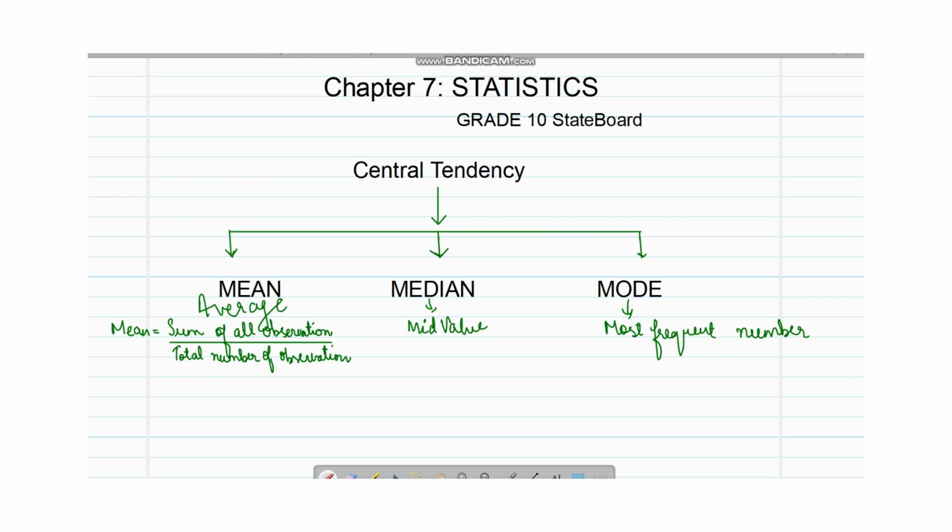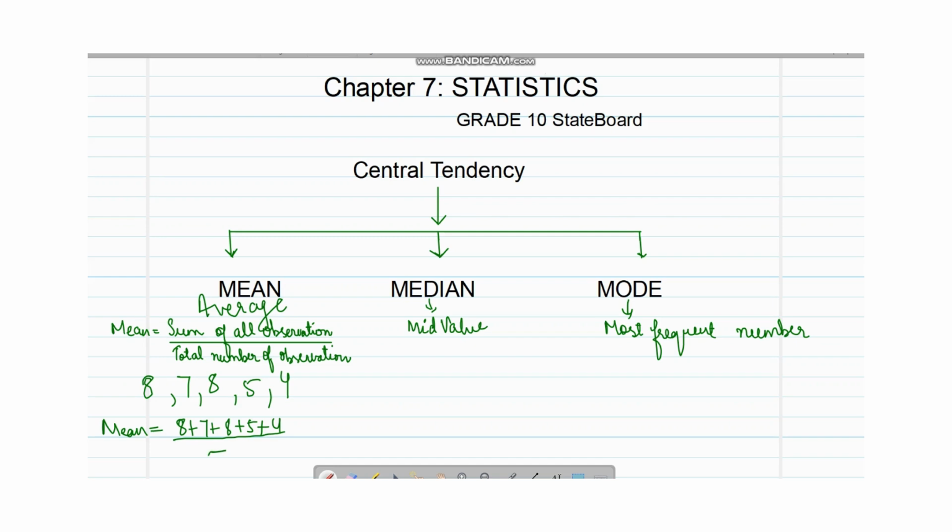So, how are we going to find the mean of the data? In grade 9, you were given the values 8, 7, 8, 5, 4. Now, the question is find the mean of this data. So, you will add all these numbers, 8 plus 7 plus 8 plus 5 plus 4, divided by the total number of observations. How many observations are there?